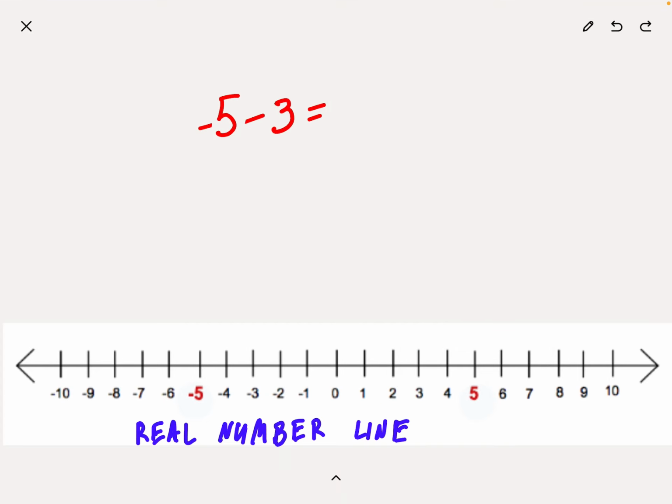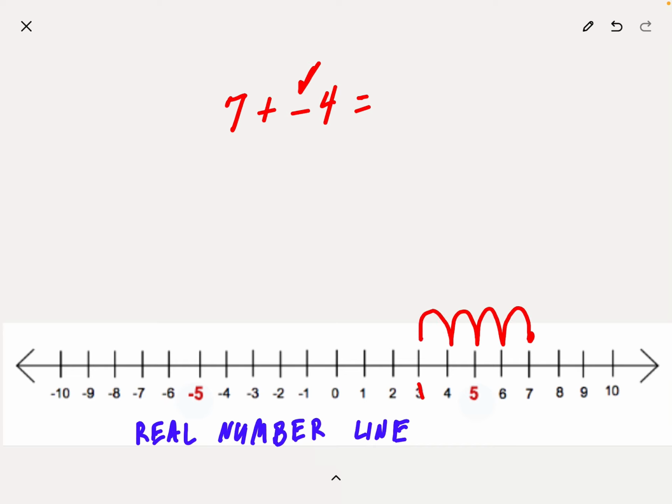So this one is -5 minus 3. So we're going to start at -5. And then because there's a minus, we're going to go to the left 3. So 1, 2, 3. So -5 minus 3 is -8. So let's look at another one. Now this one is 7 plus a -4. Now, even though there's a plus negative, since there's a negative, we're still going to be going left, right? So we start at the number 7, and because there's a negative, we're going to go to the left 4. 1, 2, 3, 4. So the answer is 3.